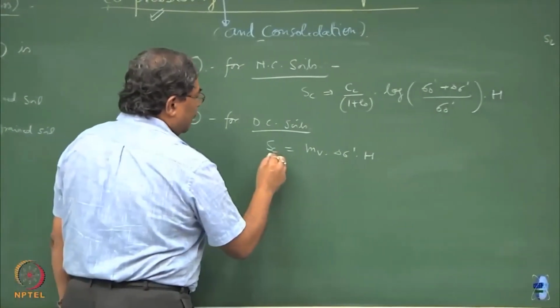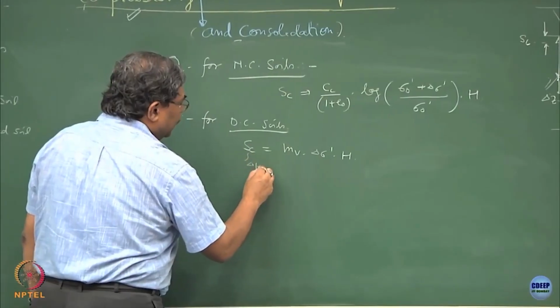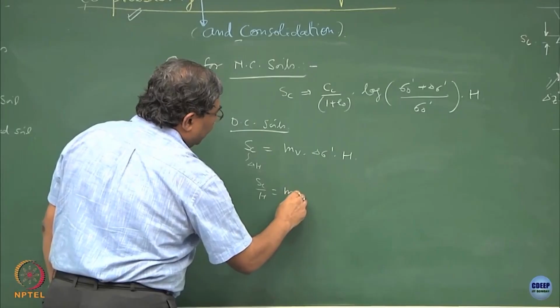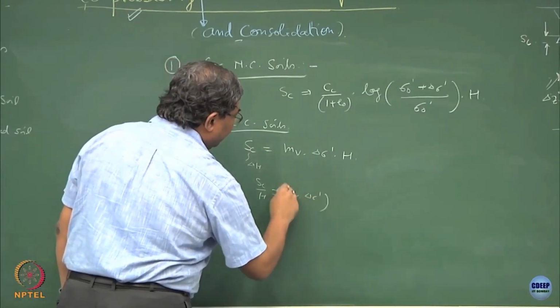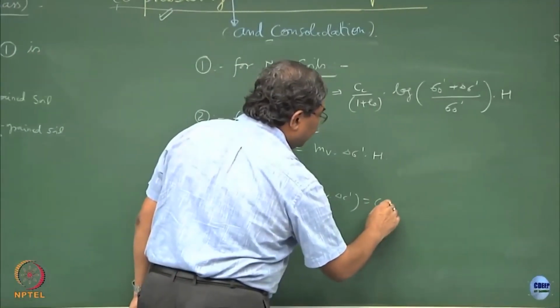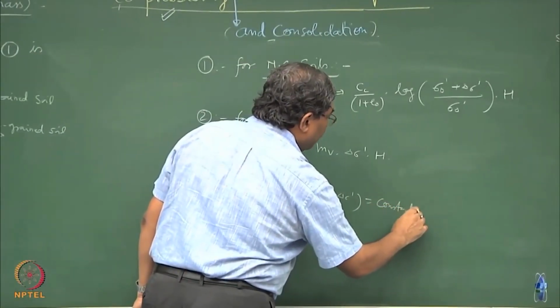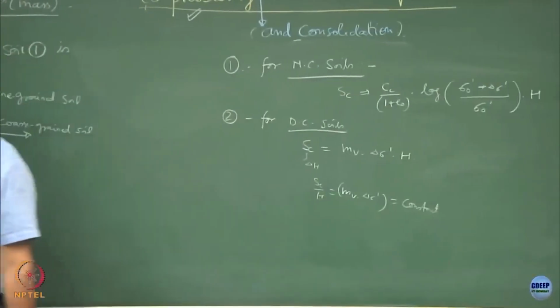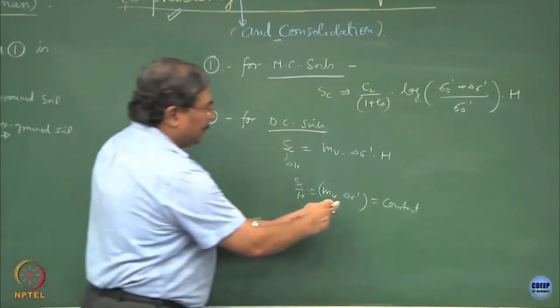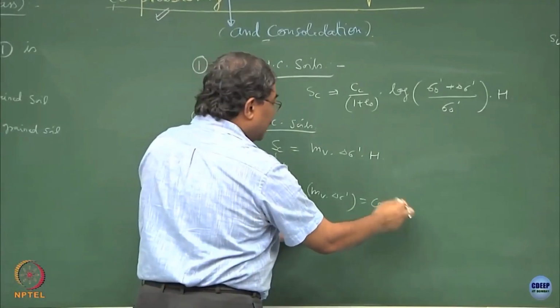And this is what we were discussing. Delta Sc is nothing but delta H. So, Sc upon H will be equal to mv into delta sigma prime. Now, this term remains constant. Clear? So, mv into delta sigma prime term remains constant, and this is the material property.